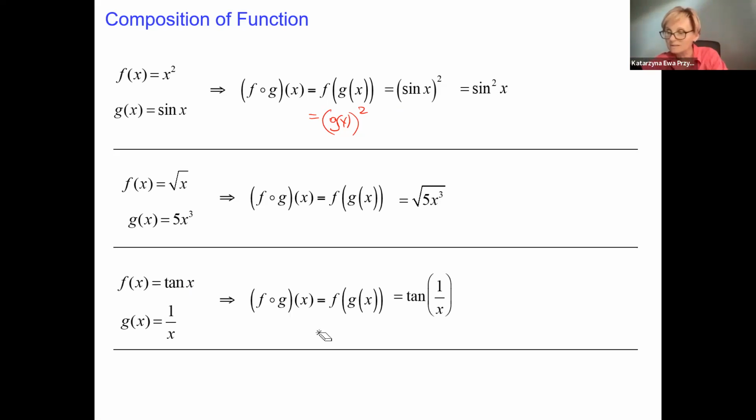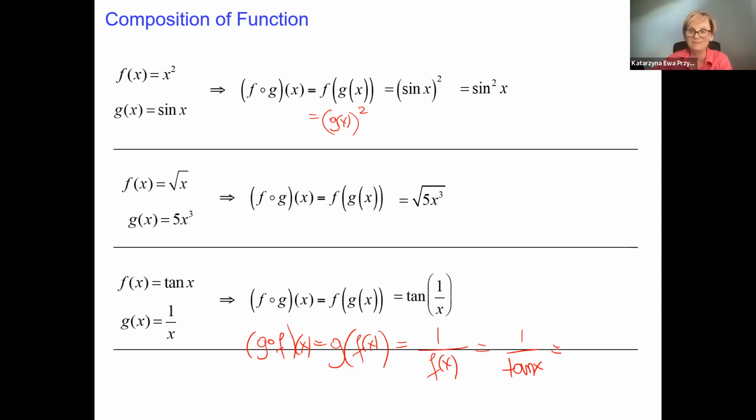What about this? If I ask you the other way, g compound with f, g of f of x, what will be the formula? G is the outer function. We can see the formula for g of x is 1 over x. That means now we will have 1 over f of x, 1 over tangent of x. What is 1 over tangent? Yes, thank you, Enoch. And thank you, Sophia.